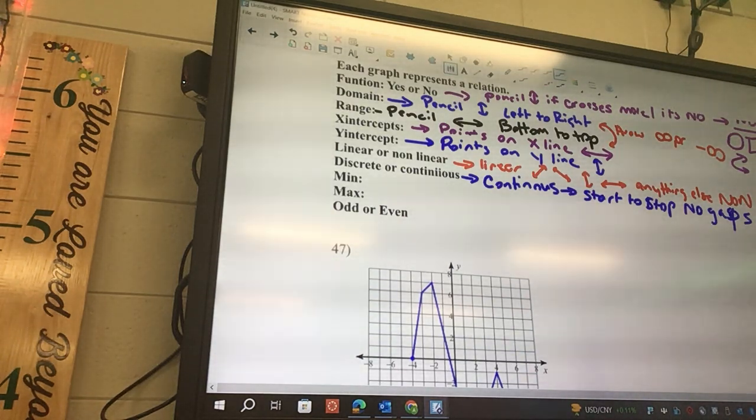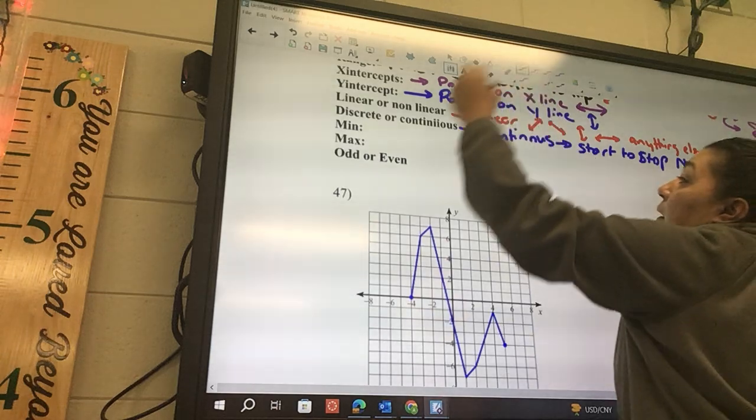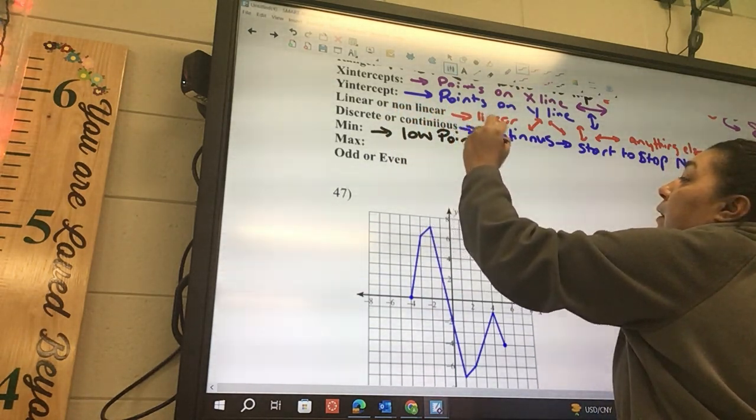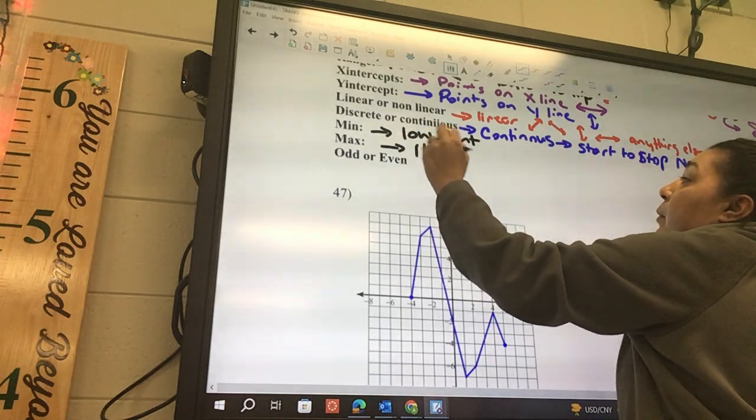Okay, a min. So is this one discrete or continuous? It's continuous. Is it linear or non-linear? Non-linear. Okay, a minimum. How would you explain a minimum? A low point. Okay, so it's a low point. What about a max? That's a high point. Okay. So a min is gonna be a low point, and a max is gonna be a high point.